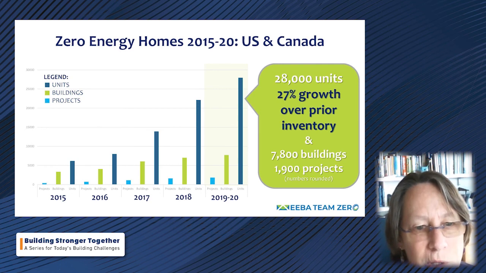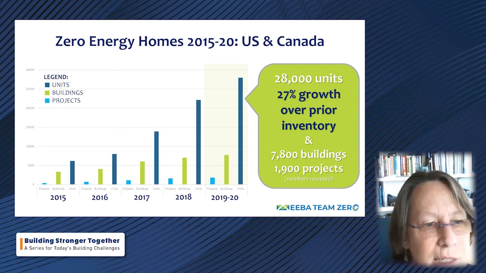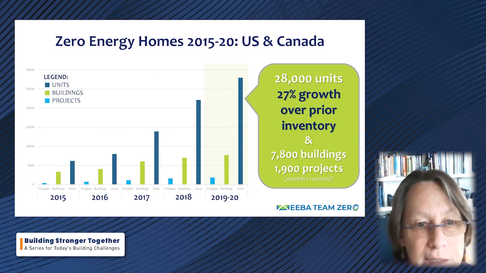And this is what the growth curve looks like, with the dark blue bars being the number of housing units, the green bar is number of buildings. So we've got both single family and multifamily represented here. And then the turquoise, the short bar, is the number of projects.